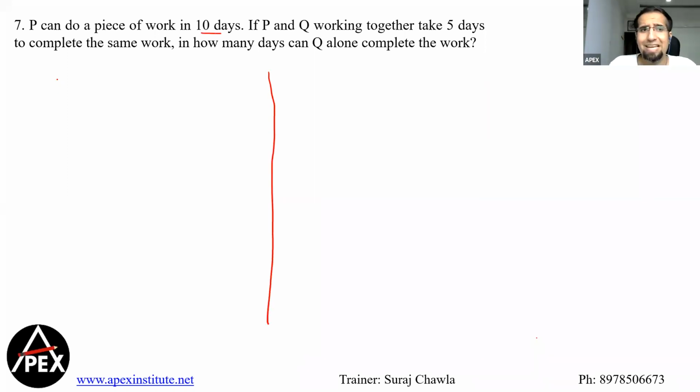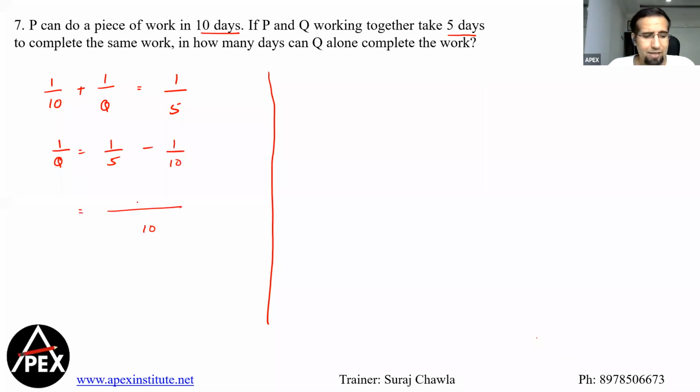P can do a piece of work in 10 days. So P's 1 day work is 1/10. Q, I do not know how many days Q takes. Let us say Q does the work in Q days. And both of them together complete the work in 5 days. That means in 1 day, both of them complete 1/5 of the work. So I know from here that 1 by Q is equal to 1 by 5 minus 1/10. We take 10 as the LCM, we get 2 minus 1, that is equal to 1 by 10.